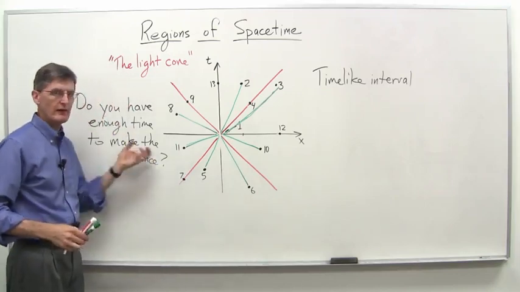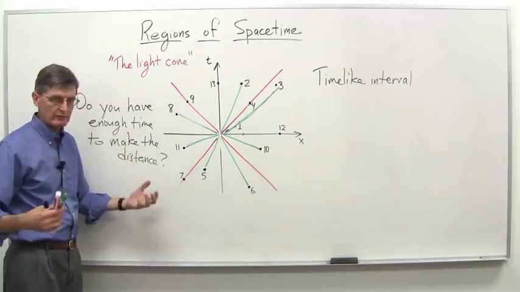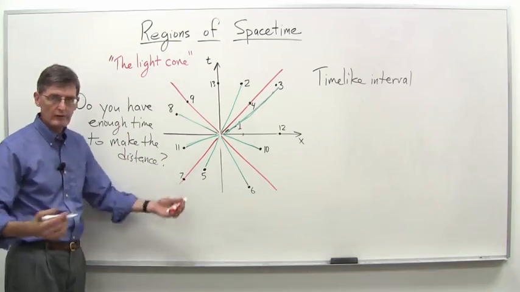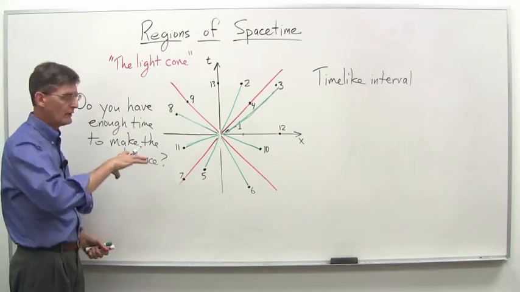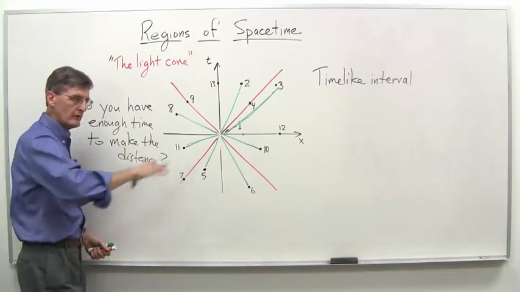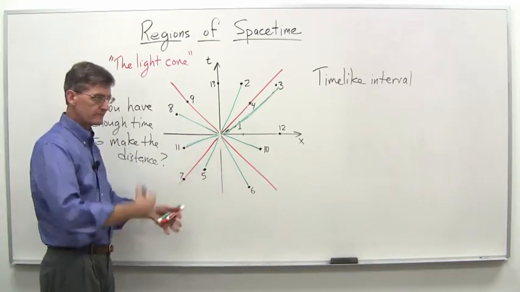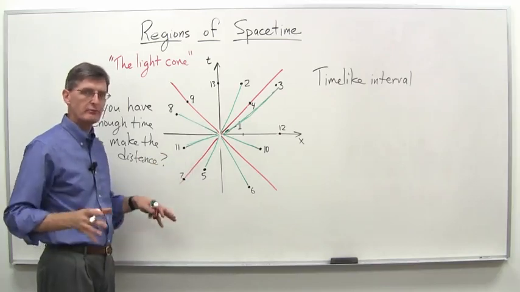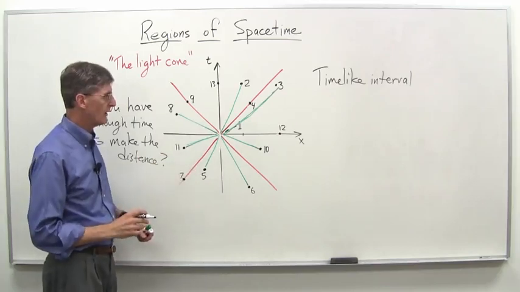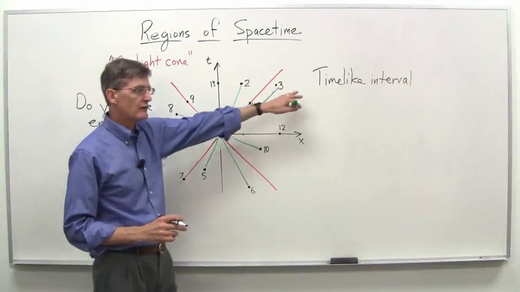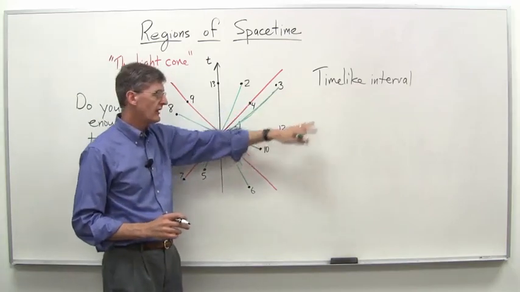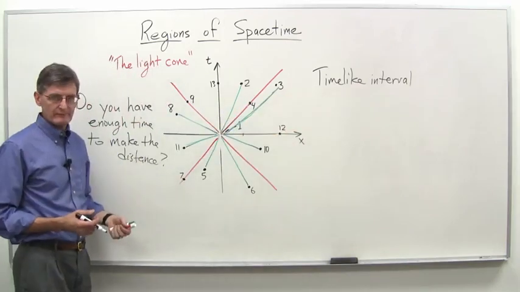Do I have enough time to make that distance, given the parameters I'm dealing with, whether car or walking or however I'm going from one point in space to another through time as well? Because as I'm walking, time is ticking on too, so I'm traveling through both space and time. And a time-like interval is such that, yes, you do have time to get there.